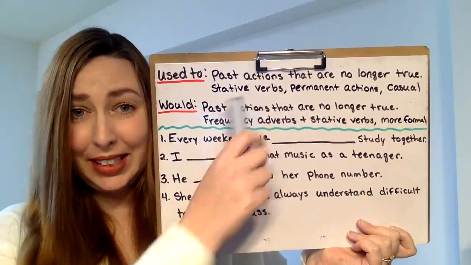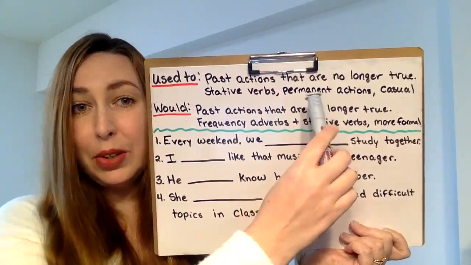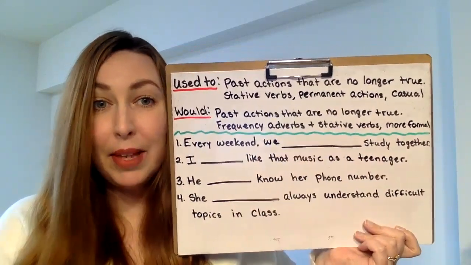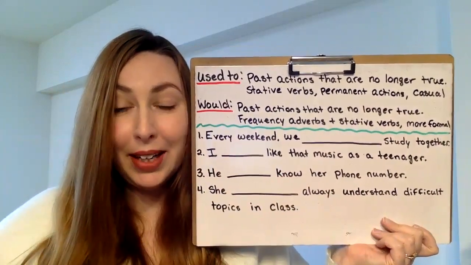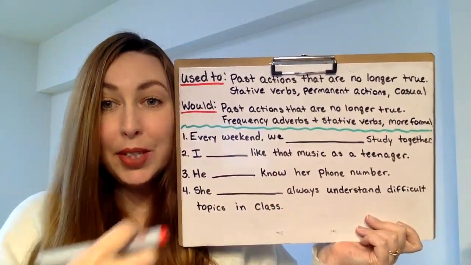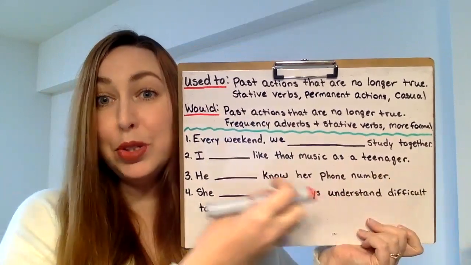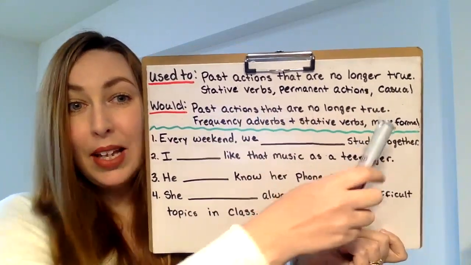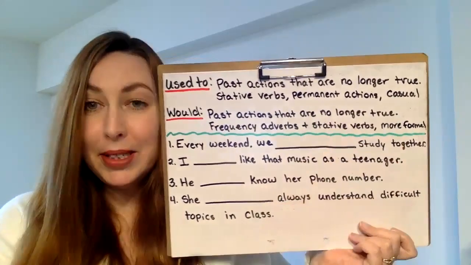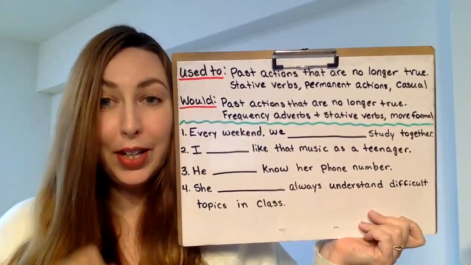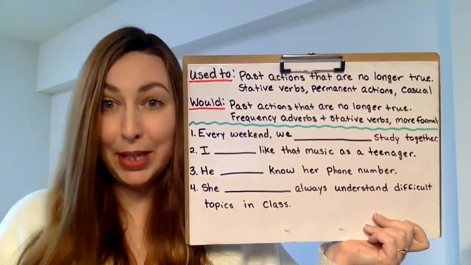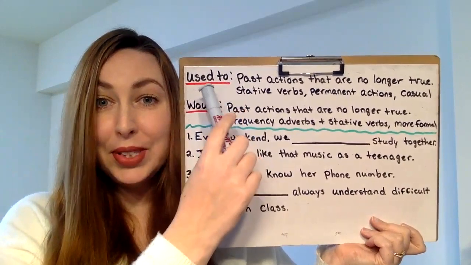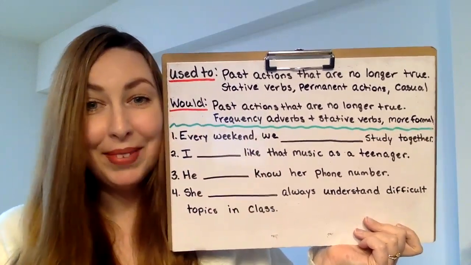We'll get into this in a little bit. Also like permanent actions, stative verbs. So things that happened permanently for a long time. I used to work for a company. I used to work for a company, okay? Used to is a little bit more casual. We often use it in speech, okay? When we're having conversations with people, we often use used to, okay?